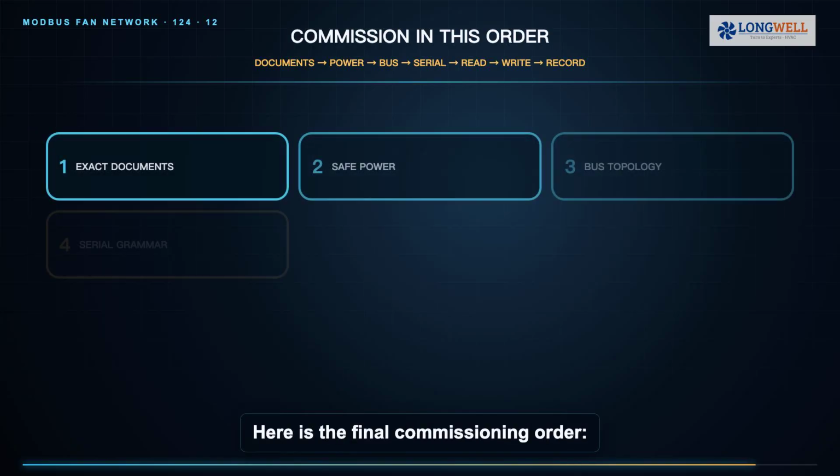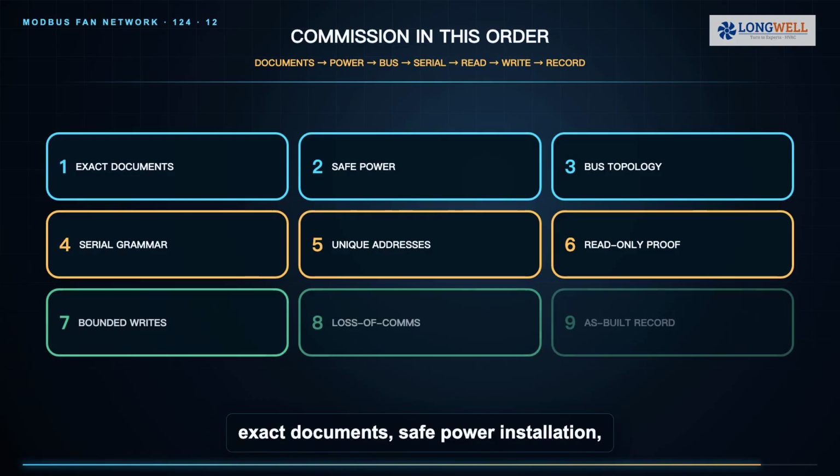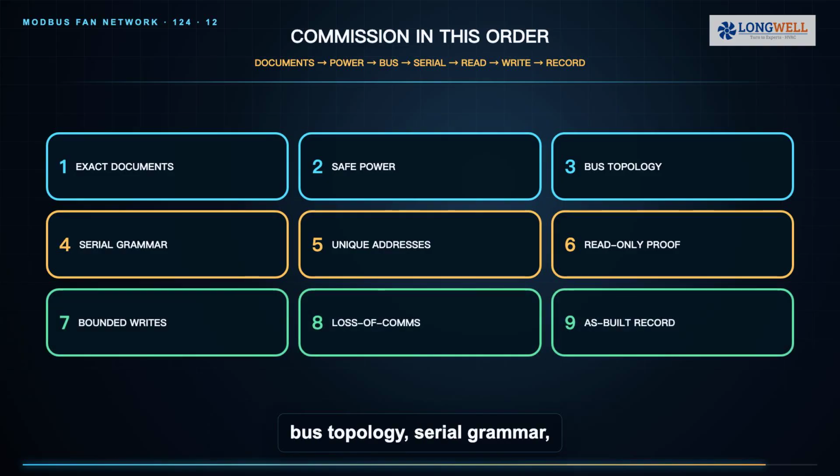Here is the final commissioning order: exact documents, safe power installation, bus topology, serial grammar, unique addresses, read-only proof, bounded writes, loss of communication behavior, and a recorded as-built file. A good Modbus fan network is not created by one magic register. It is created when every layer agrees, and when the next technician can prove exactly what was installed.